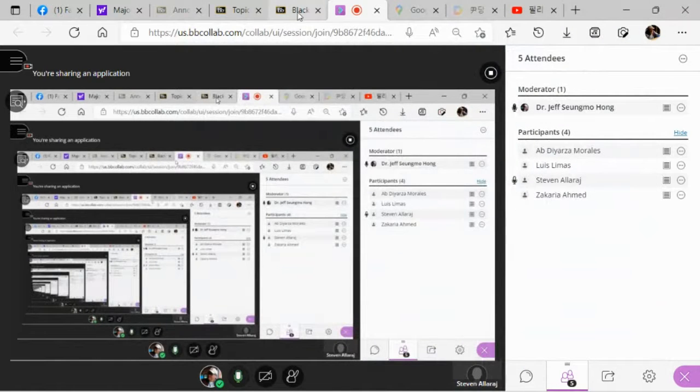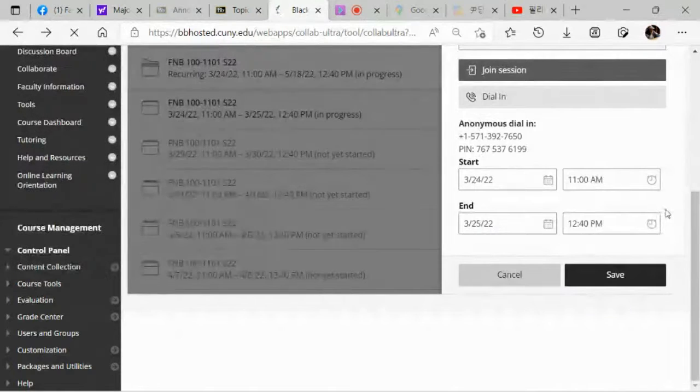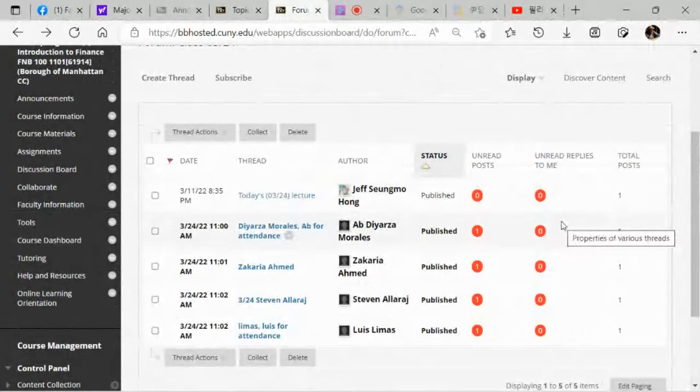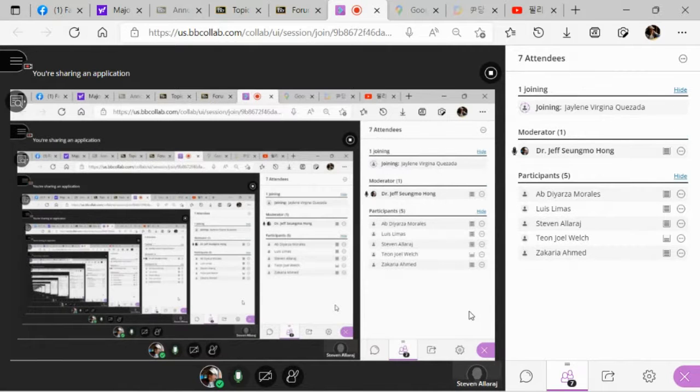Looks like I see four people here, and let's see how many are in the forum. Yeah, four people. So whatever number of people I have in the forum, I have in the Collaborate. Good. It's 100% participation, right? Hopefully, more people will join us shortly.